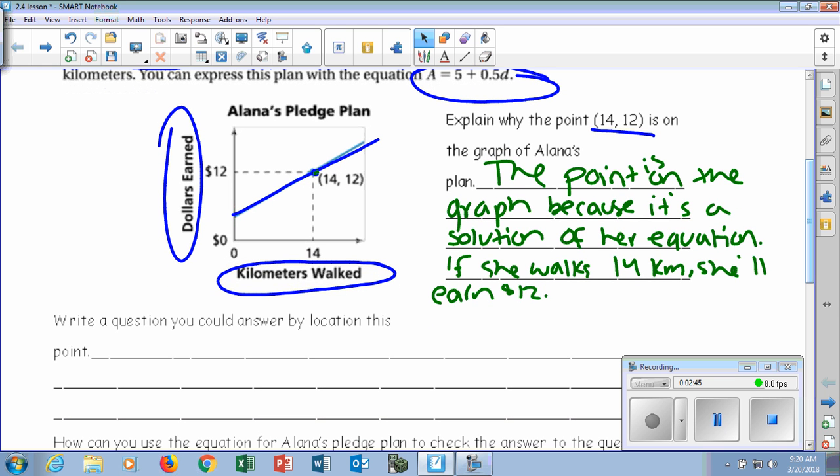Down here it says, write a question you can answer by locating this point. It's written wrong. I'm going to have to change that. So we want to create a question about that point, (14, 12). What's a question we can say? Any kind of question. There's not a wrong here. Any type of question we want.